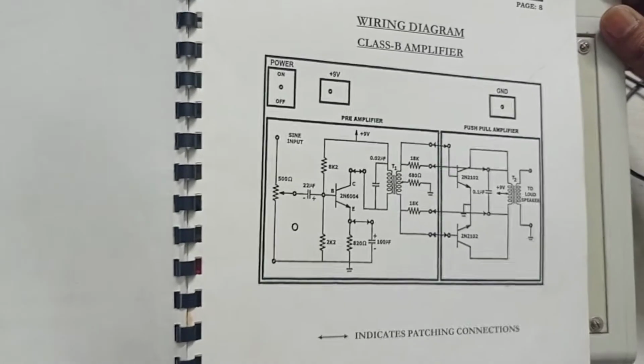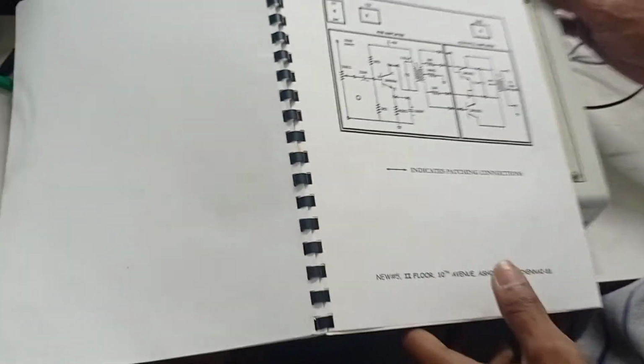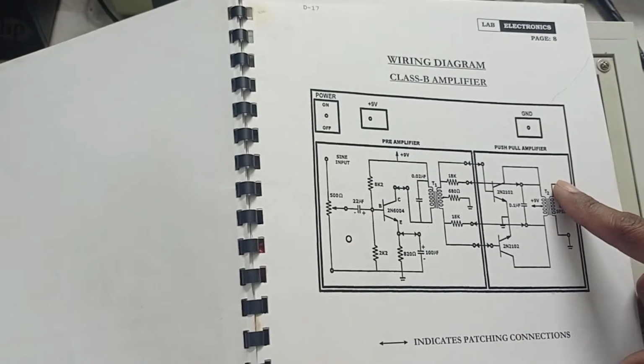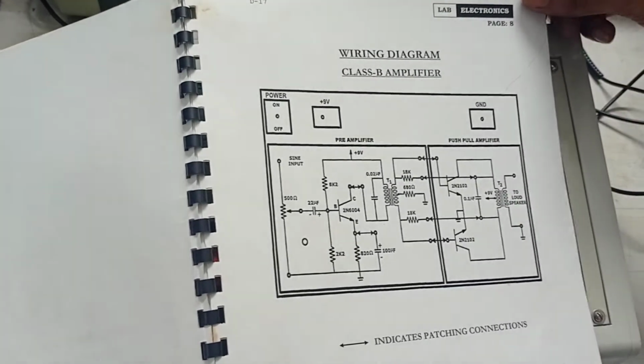According to this diagram, we will make the connection. The pre-amplifier stage will be connected to the push-pull amplifier. So we will now make the connection.